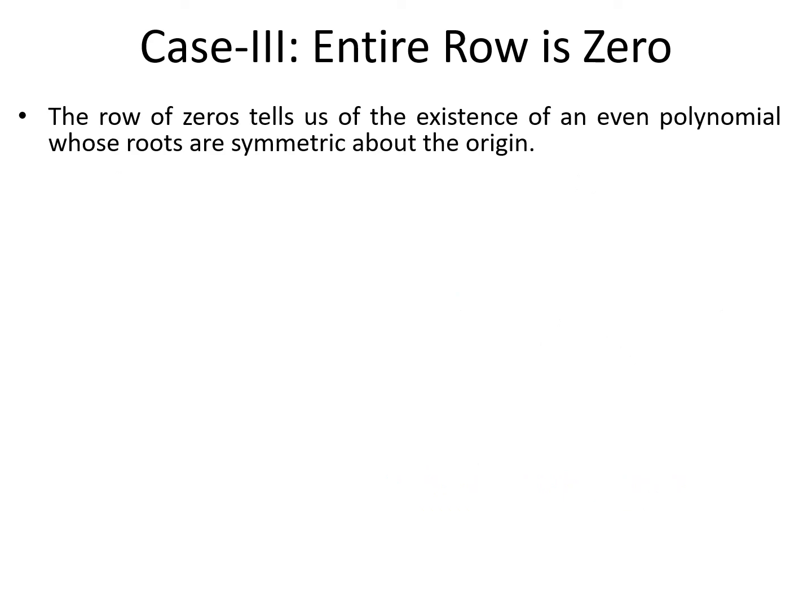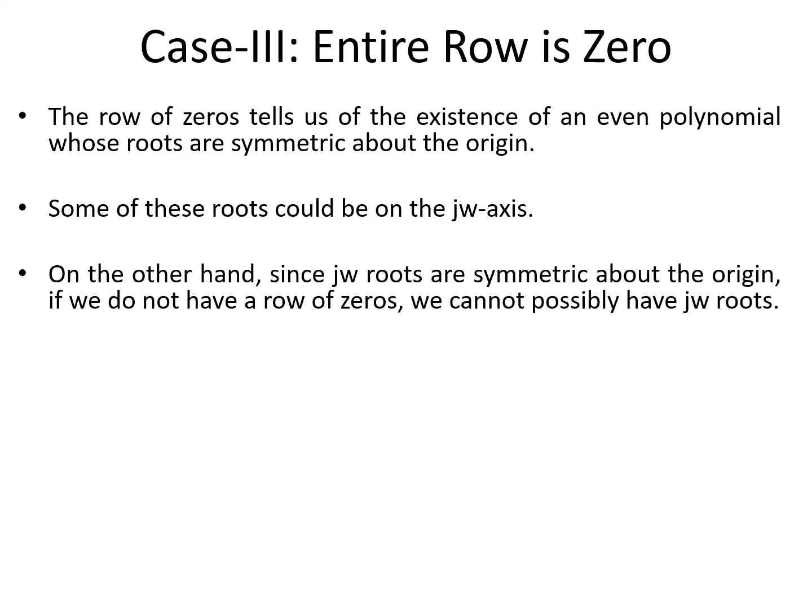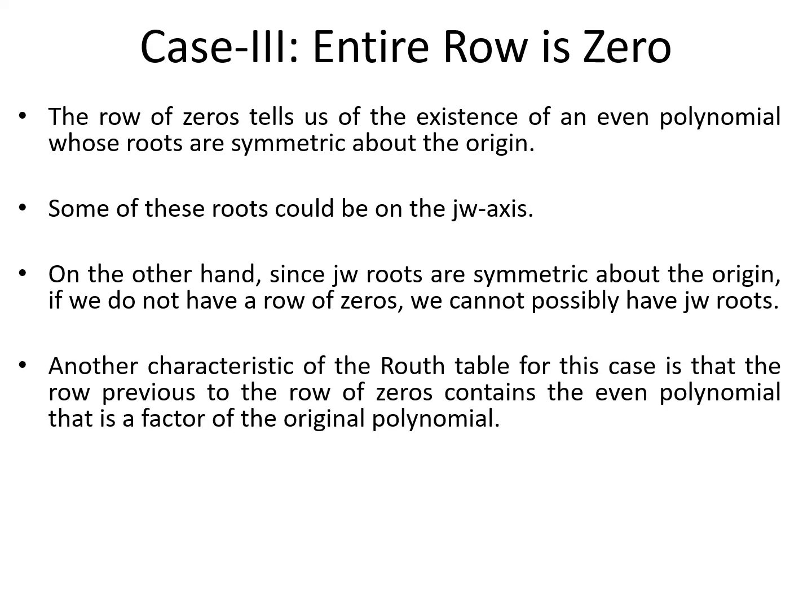So the row of zeros tells us the existence of an even polynomial whose roots are symmetric about the origin, and in some cases some of the roots could be on the j omega axis also. On the other side, if j omega roots are symmetrical about the origin, and if we do not have a row of zeros, we cannot possibly have j omega roots.